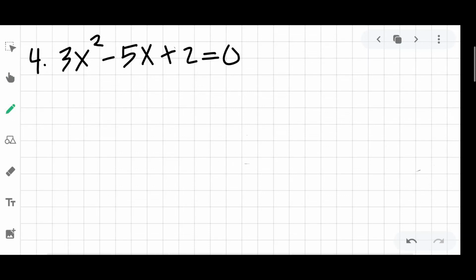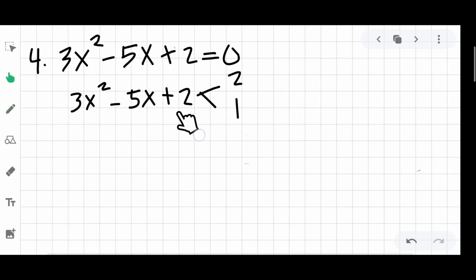Gawin lang natin, bring down 3x squared minus 5x plus 2. Get the factors of 2, which is 2 times 1. 2 times 1 is 2. Then, dito ngayon, kailangan natin i-factor si 3. Ano nga bang mga factors ng 3? That is 3 times 1.